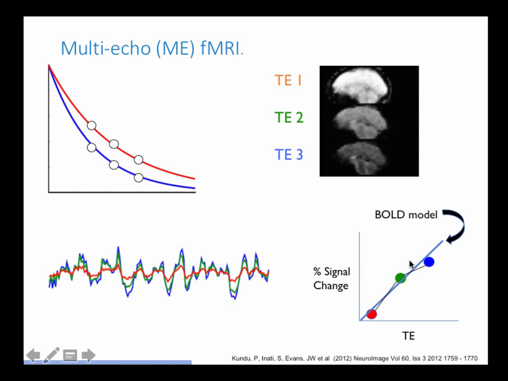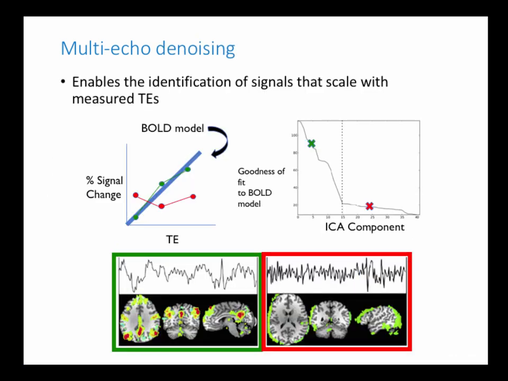So if it scales, then we can use this scaling property to choose components that we're actually interested in looking at. This is the principle behind multi-echo denoising, and I think there's a lecture from Javier later on in this series which goes into this in more detail. But just to recap briefly, if you have a signal that scales, that's a BOLD signal and you want to keep it. If it doesn't scale, it's not.